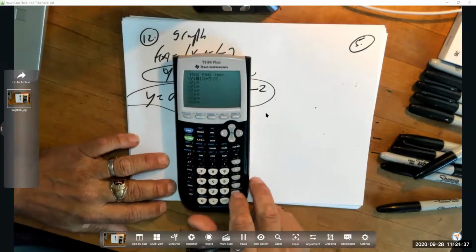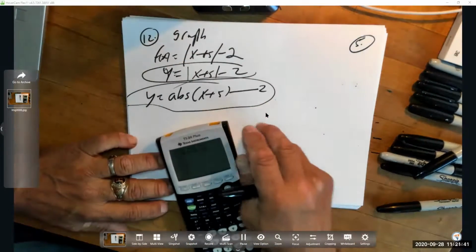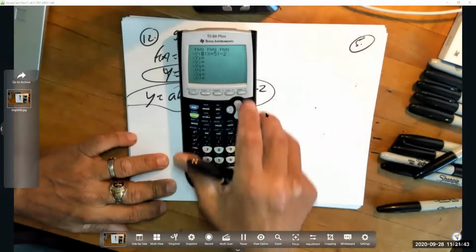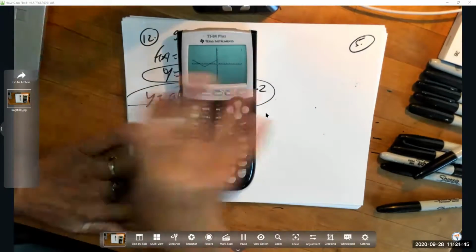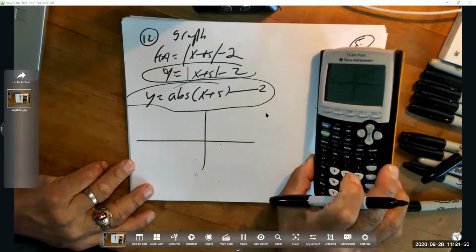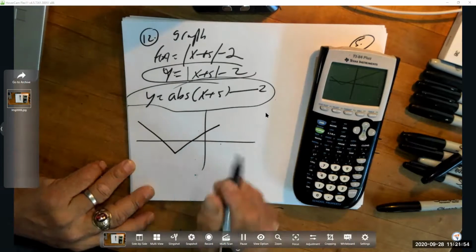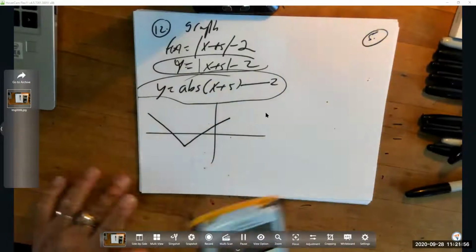Minus 2. Big minus sign, 2. Does everything match? X plus 5, x minus 2. Okay, I'm going to hit graph. All right, this is what I got on mine. It goes like this. It goes down, and then it goes back up. Something like that. Y'all get a picture like this?